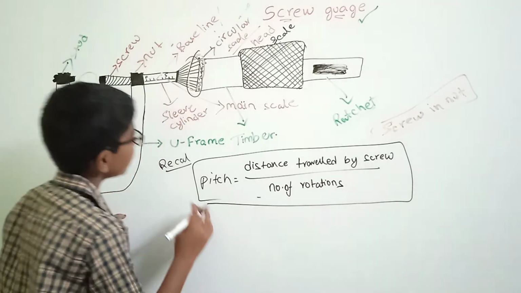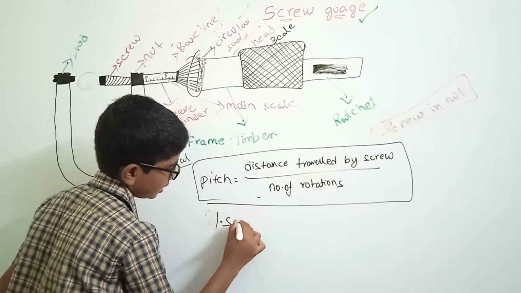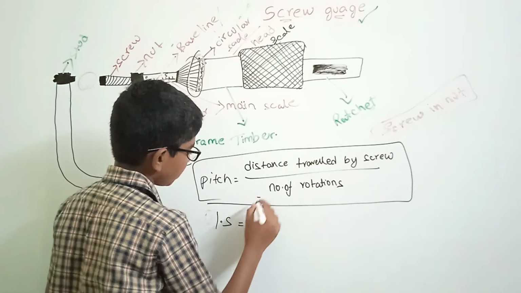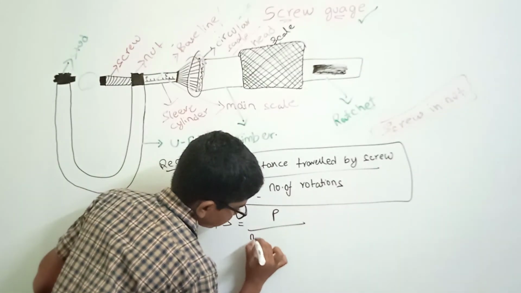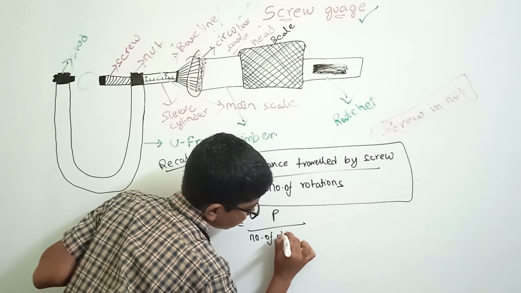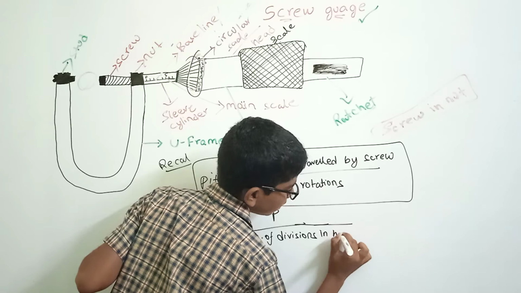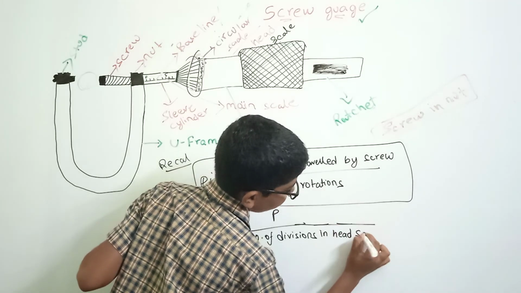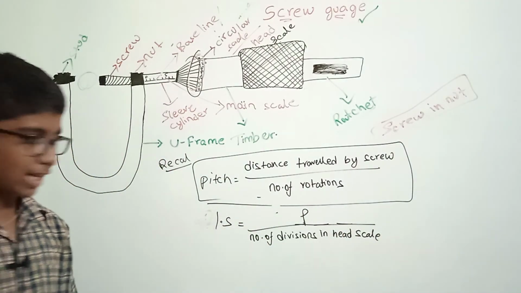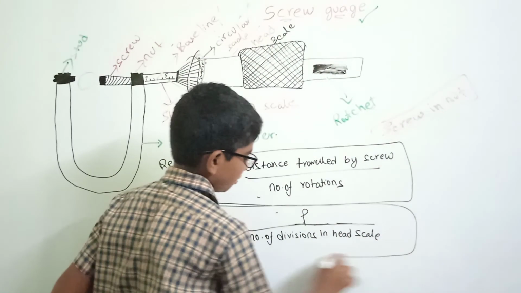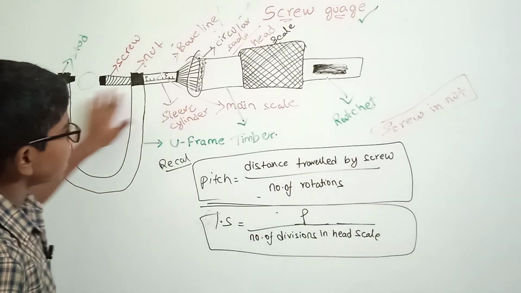Next is least count. I am writing the shortcut LC. Least count is the pitch of the screw, P, divided by the number of divisions in the head scale. Pitch divided by number of divisions in head scale is the formula for least count. These two formulas you must remember, it is very important. Okay, this is the screw gauge. This is known as the screw gauge.